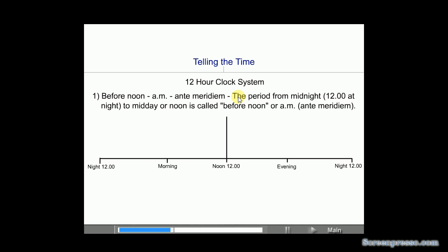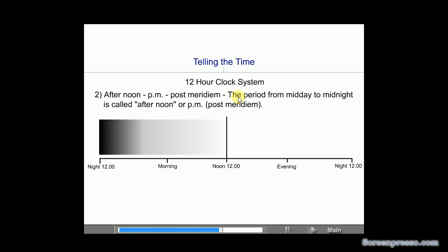Before noon, AM, ante-meridium. The period from midnight, that is 12 o'clock at night, to midday or noon is called before noon or AM.